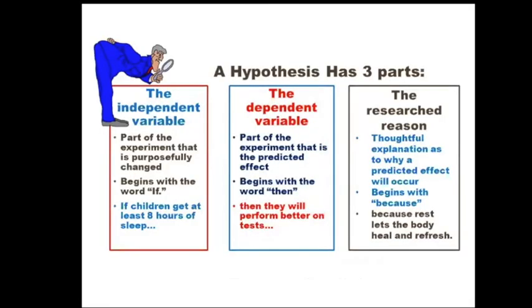We're going to keep this simple, right? Hypothesis, 3 parts, and I'm really worried about the first 2 parts. Independent, dependent. What's changing? What is being measured?